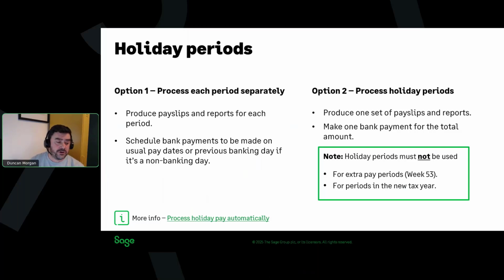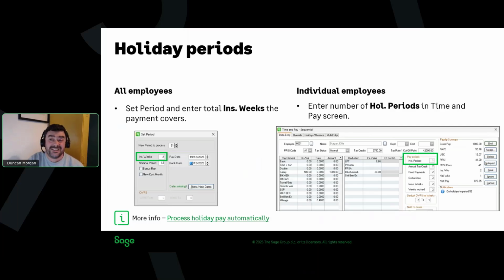We have linked to some guidance on doing this, but here is a high-level overview of how to set a holiday period. There are two ways you could do it. If you want the holiday period to apply to all employees on your payroll, when you set the period initially for the date you're going to pay the employees, you can increase the number of insurance weeks to the total number of weeks that payment will cover, and that will automatically apply a holiday period for everyone on payroll. In the example on the slide, we're setting period 51, but because we've increased the insurance weeks to 2, we're going to cover the wages for week 51 and week 52.